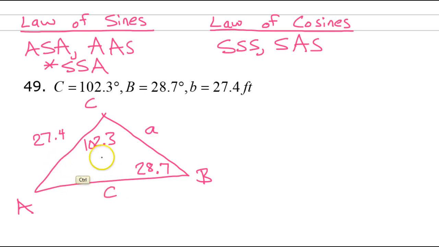and of course angle A. So let's make a list of what we need. We need to find the measure of angle A, and we need to find side A, and we need to find side C.